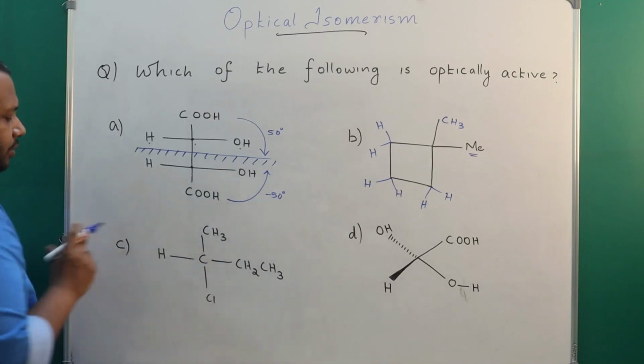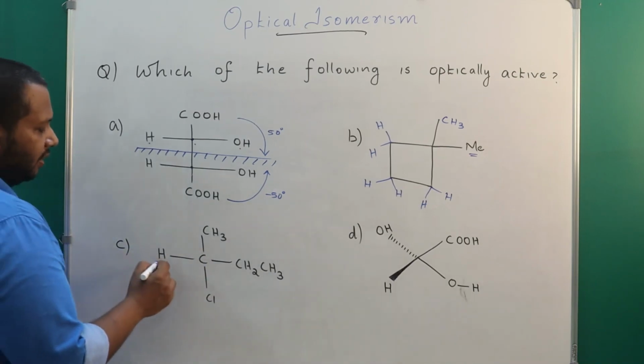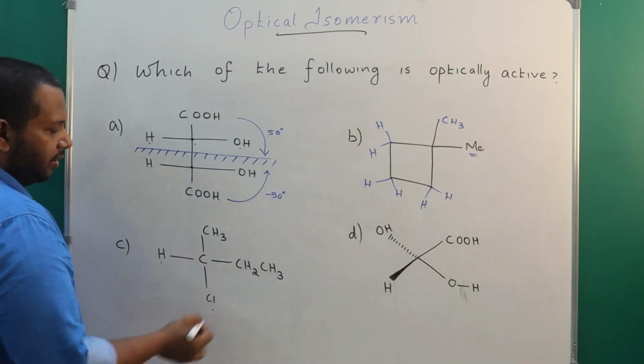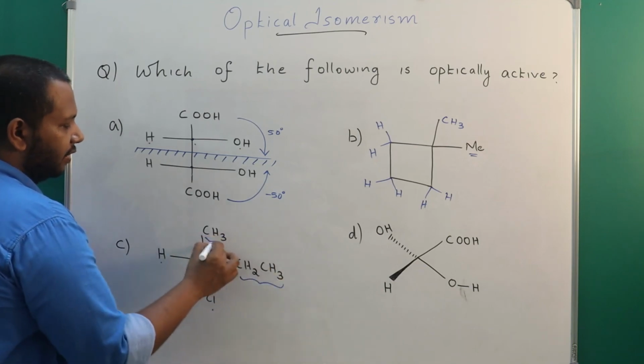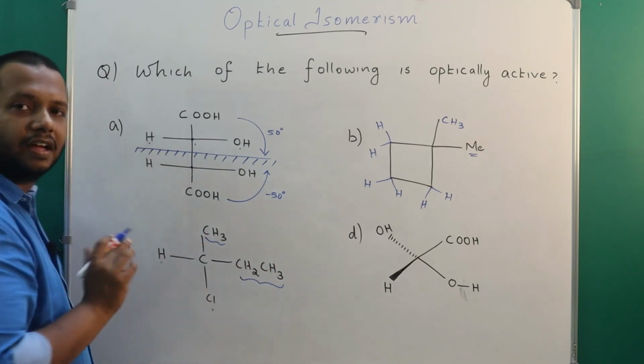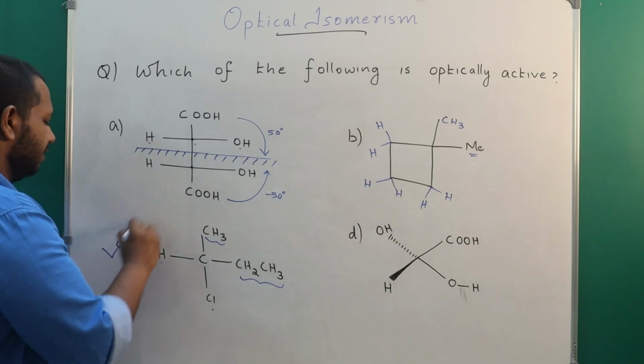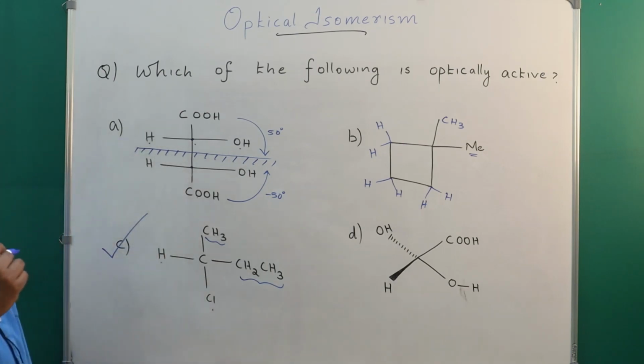Now let's look at option C. So in C, you can see here a hydrogen atom, another is a chlorine atom, another is an ethyl group and another is a methyl group. All 4 valencies are different. So I can say this is optically active. Option C is the correct one.